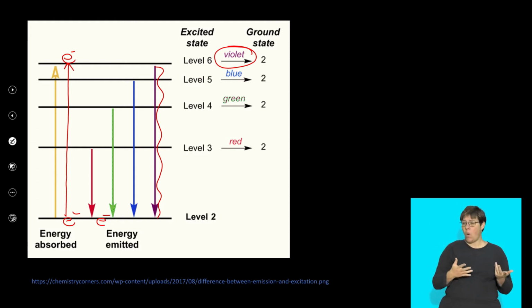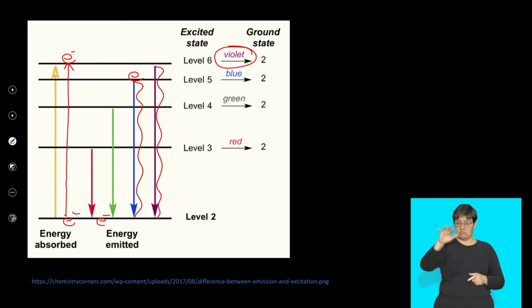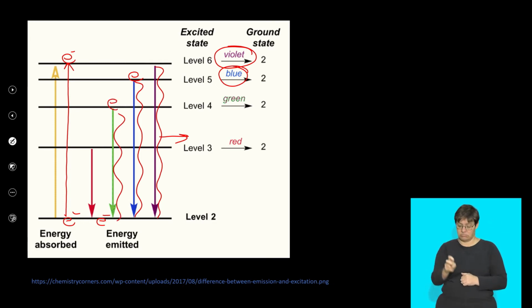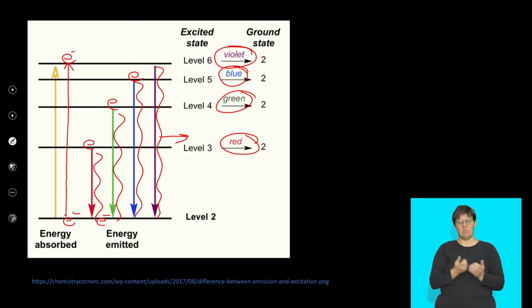If it only jumped to that state, and now it goes down to here, we're going to see blue light. So the energy that's given off as it jumps down is the color we see. If it goes from here to here, we're going to see green. If it goes from here to here, we're going to see red. Now that's very general, okay?